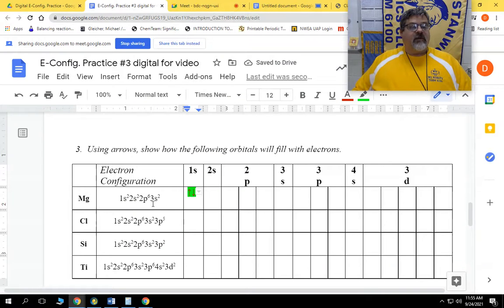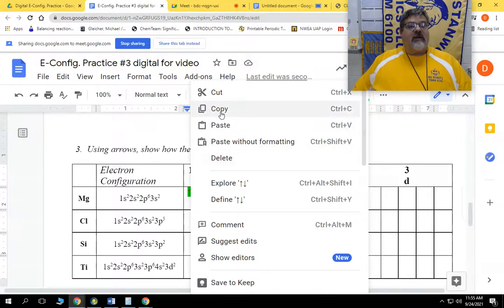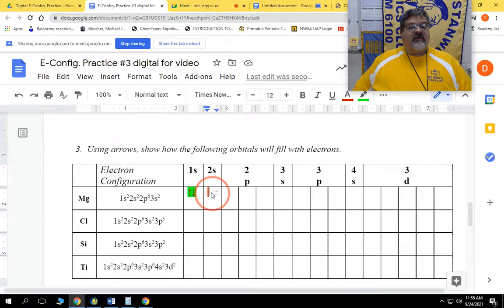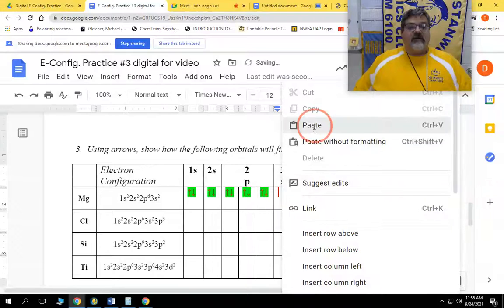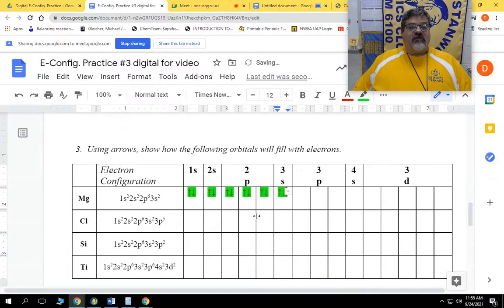So now we know we're going to go all the way through 3s2. So we're going to copy these, and we're going to paste them in here. This is the easiest way to do it. Okay, 3s2. So we should be done with that. That's good. 3s2. And so we have 1, 2, 3, 4. 1, 2, 3, 4. And we're good.